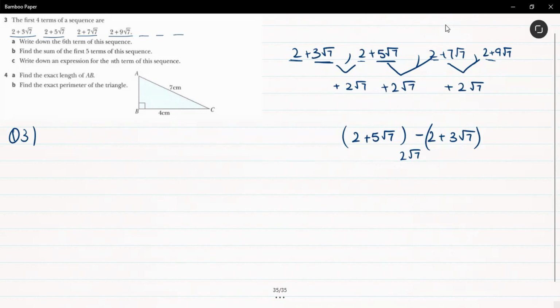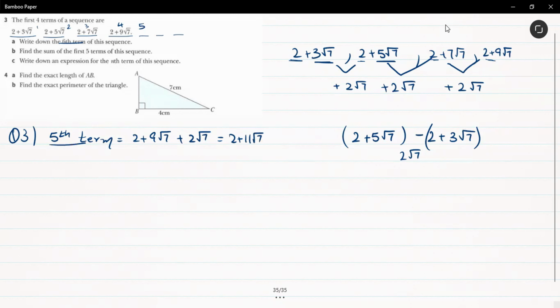So this is the first term, this is the second term, this is the third term, this is the fourth term, and they've asked us the sixth term. So what would be the fifth term? The fifth term would be 2 plus 9 under root 7 plus 2 under root 7. Simple. So what would it be? 2 plus 11 under root 7.